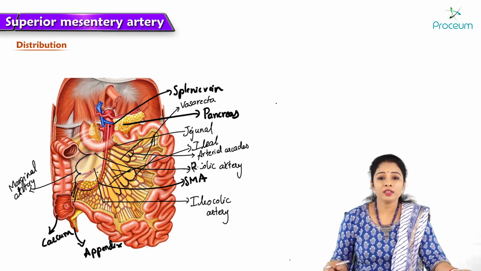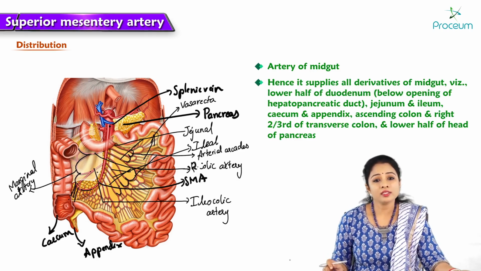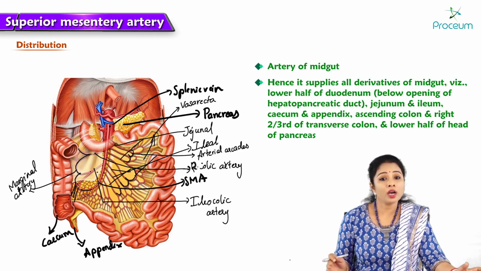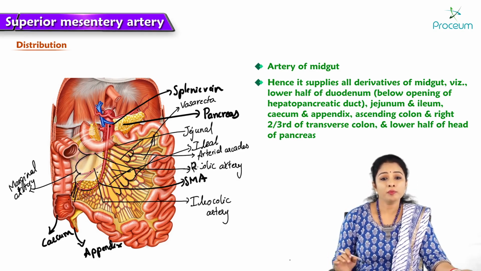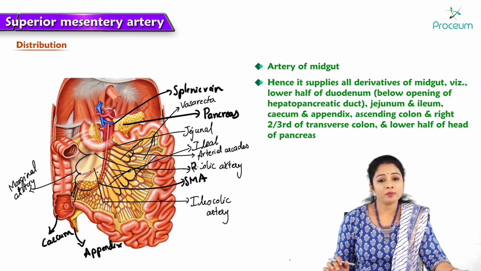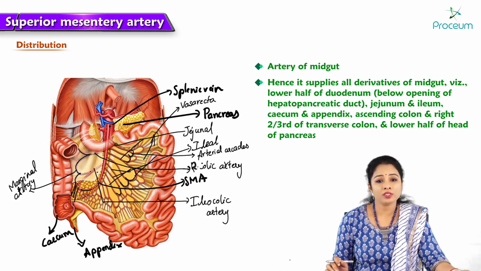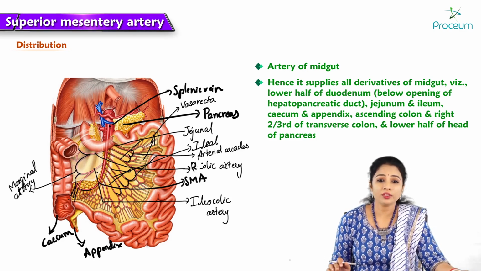Superior mesenteric artery is the artery of the midgut, so hence it supplies all the derivatives of the midgut, and that is the lower half of the duodenum. So it supplies the lower half of the duodenum below the opening of the hepatopancreatic duct, and it supplies the jejunum and ileum. It supplies the cecum and appendix, ascending colon and right two-thirds of transverse colon, and also the lower half of the head of pancreas. So that is about the areas of distribution.